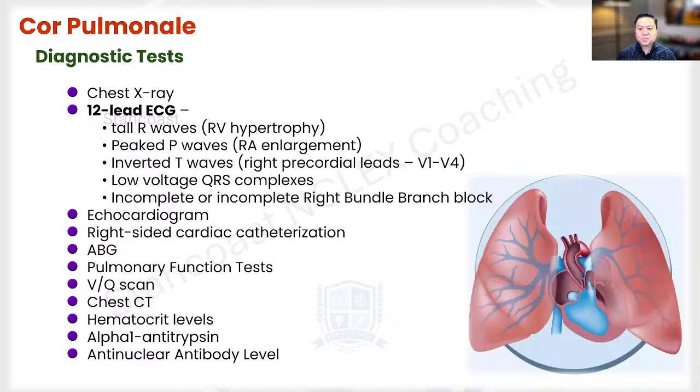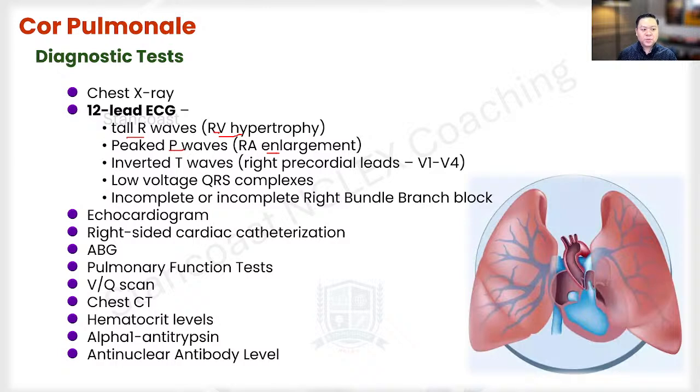So this is where you need to pay attention to the different waveforms, especially with the R waves. This is signifying that there is right ventricular hypertrophy. Okay, so there is enlargement of that chamber. However, if there is right atrial enlargement, then there will be peaked P waves.